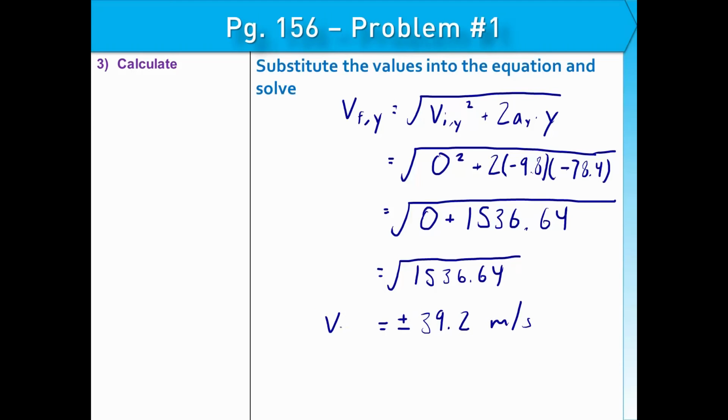And so this is my final velocity in y. Now notice I have two signs, a plus and a negative. Now since we have the cliff, and this is our origin right here, and the stone is falling like this, close to that, its y component is going to be negative because it's going in the downward direction. So I'm going to take the negative sign of this. So our final answer will be final velocity is negative 39.2 meters per second then.